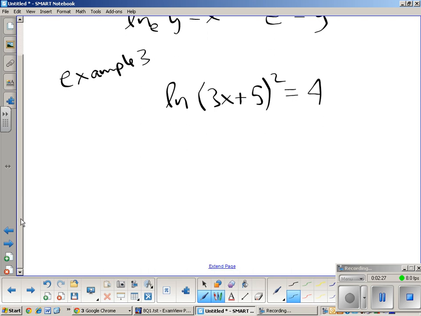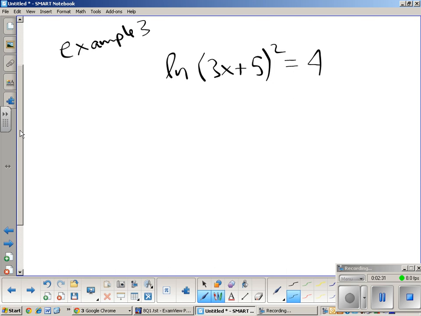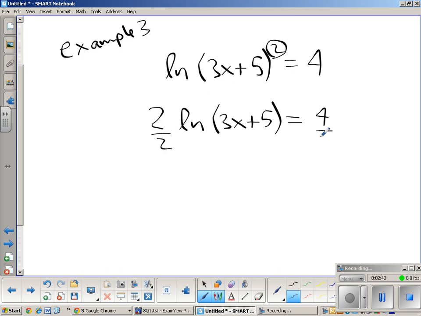First thing I'm going to do is apply the rule with the exponent, which allows me to write it out front. Then if I divide both sides by 2, I get natural log of 3x plus 5 is equal to 2. Remember, don't write this down. This is wrong.